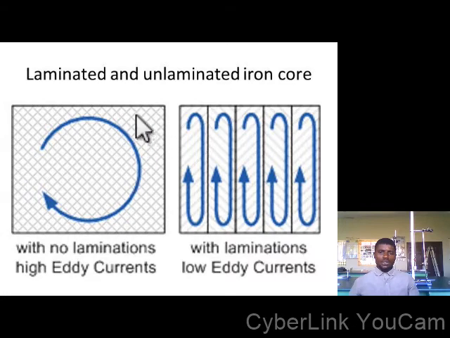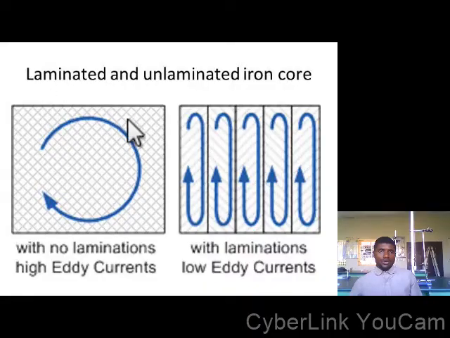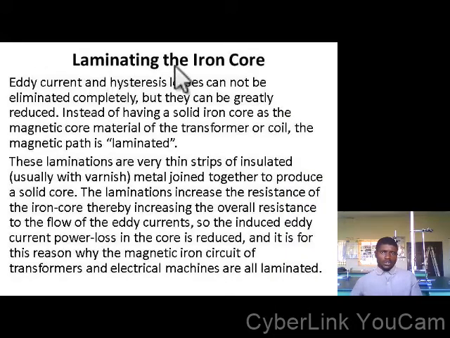This is what we are talking about. So to reduce eddy current, you have to laminate the iron core. With no lamination, this is how the eddy current moves. But when you laminate it, you cut it into small loops, hence reducing their effect on the system. So that diagram, just go through it quickly. Let's move on.